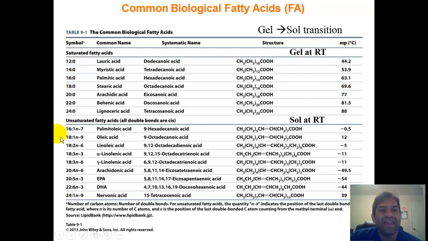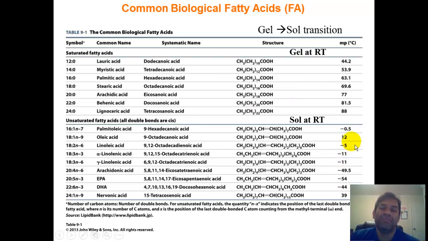Now, the minute you add a double bond, so I'm not liking this N-7 here. You can look at the footnotes. But the minute you add one double bond, or monounsaturation point, delta 9, the phase transition temperature moves from 63.1 degrees and goes down all the way to minus 0.5 degrees C. So that is definitely at room temperature a solution. So palmitoleic acid will be a solution at room temperature, because room temperature is about 25 degrees or so.